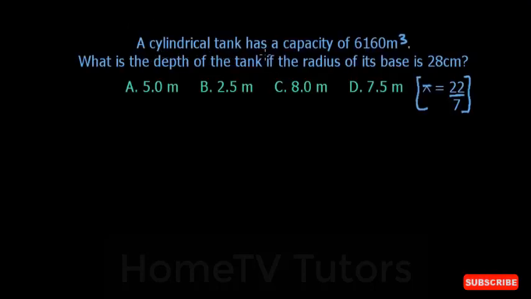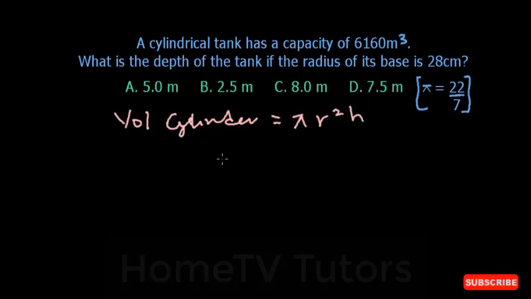A cylindrical tank has a capacity of 6,160 metric. What is the depth of the tank if the radius of its base is 28 centimeter? The volume of a cylinder is equal to pi r squared h. We have the volume already given as 6160 cubic.